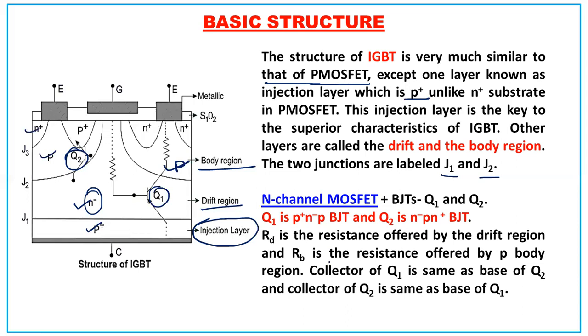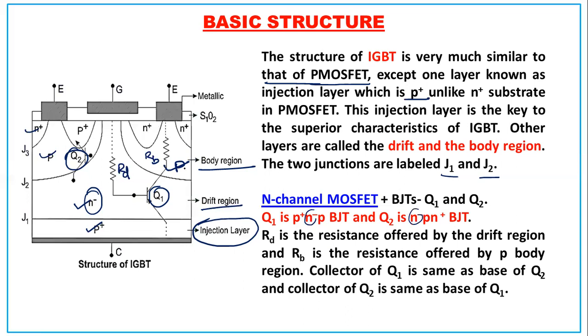And this is RD. RD is the resistance offered by the drift region, and RB is the resistance offered by the P body region. That is the body region, this P. So the collector of Q1 is the same as the base of Q2, and the N minus is common for Q1 and Q2. That basically explains the structure.